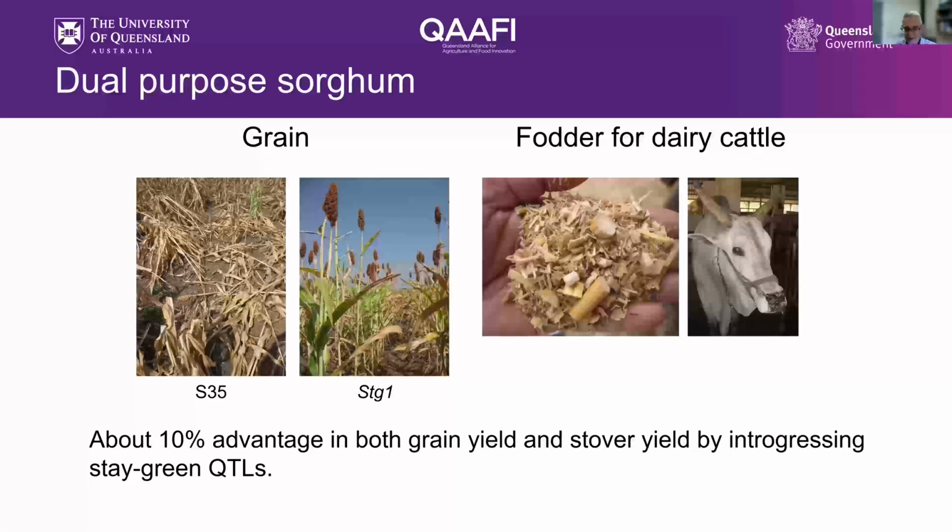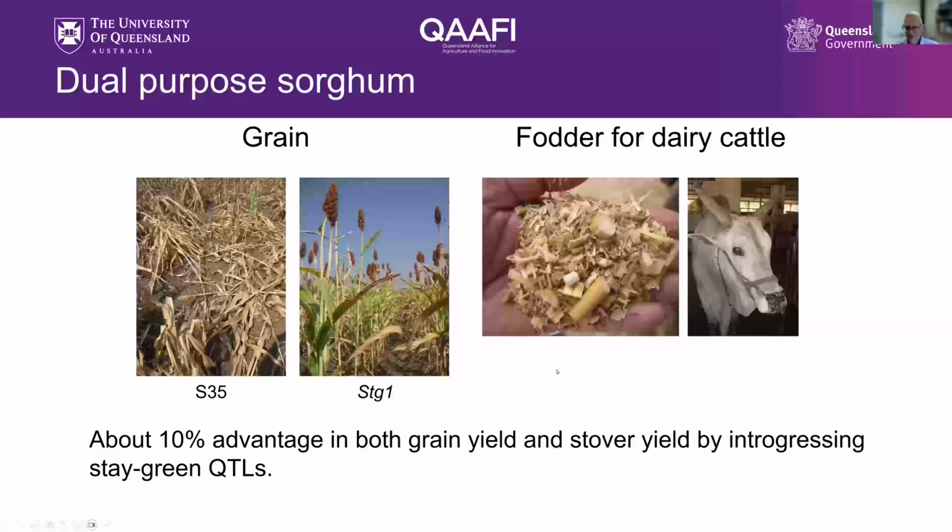Now, this is S35, which is an elite Indian material. It doesn't look very elite here because under drought it crashed and burned. But if you integrate the single stay-green QTL into that, stay-green 1, then you get a plant like this, where you've got green leaves, green stem, and a high grain yield.